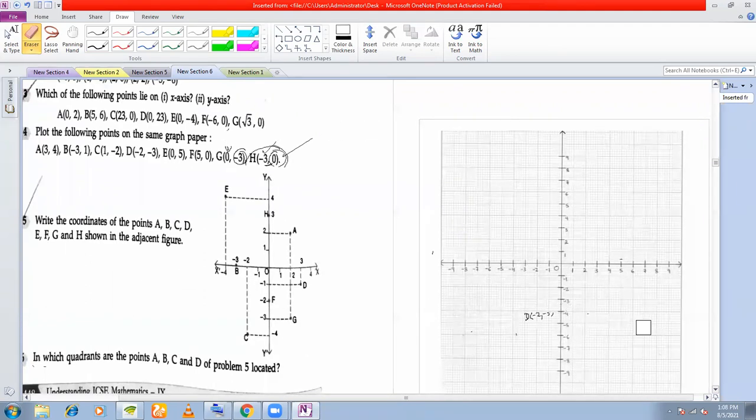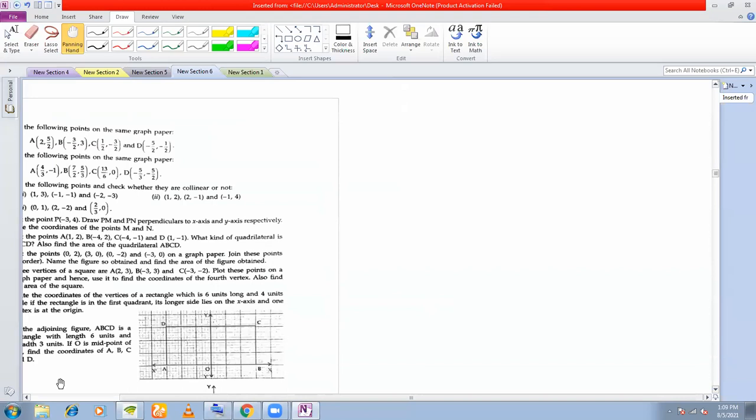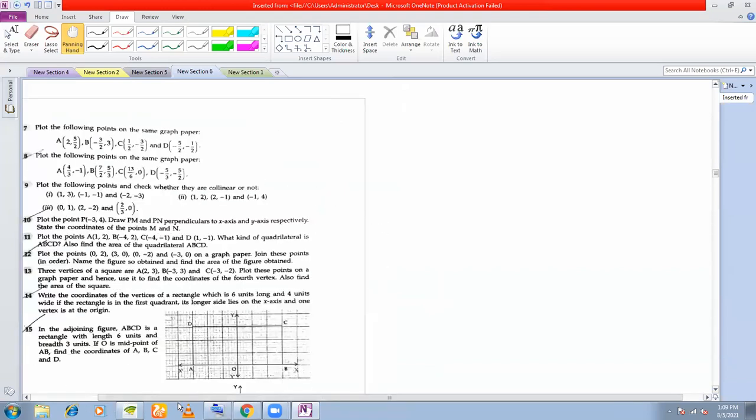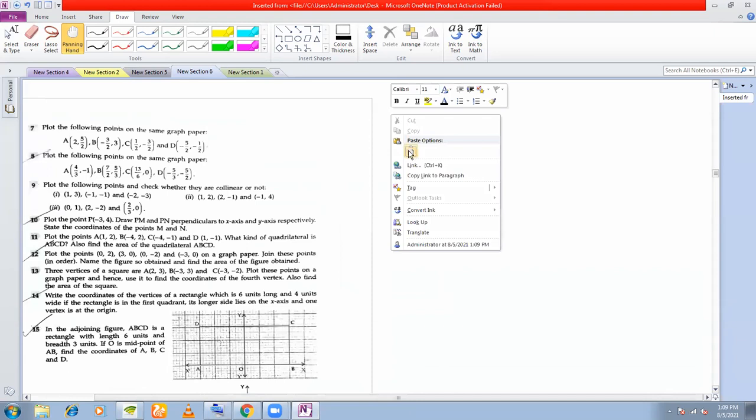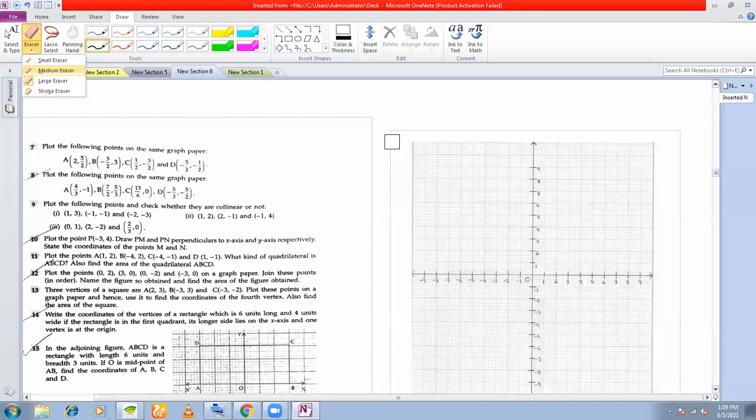The scale will remain the same. Another graph sheet. Look at question number 8. We are doing question number 8 here. You will always give your question number here. Question number 8. And whatever your name is, you will write it here, name and class. Question number, name and class has to be written on the graph paper.